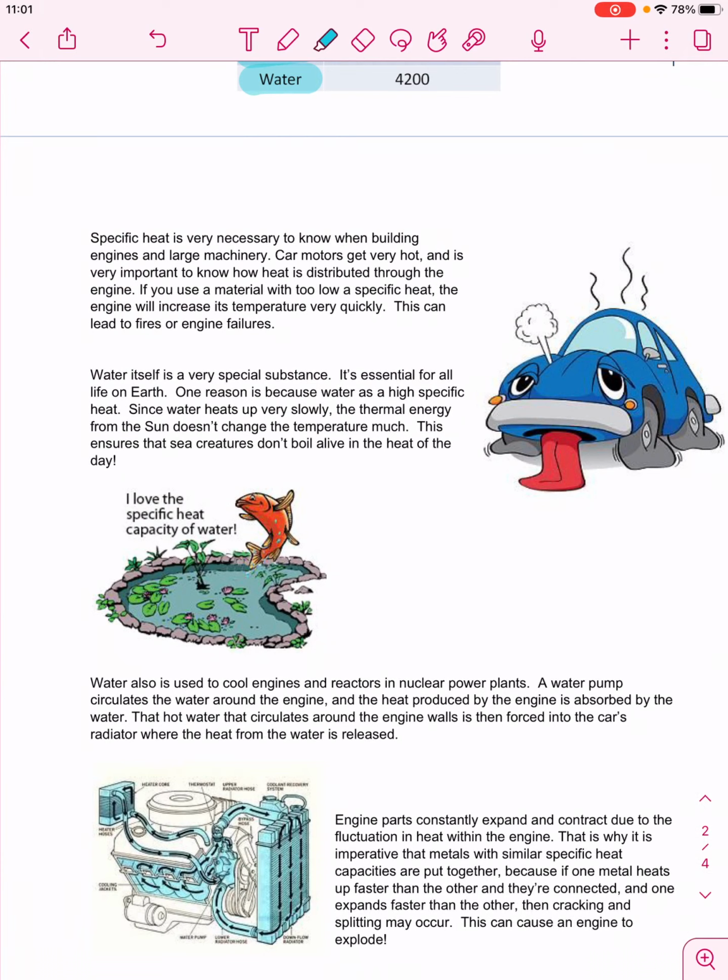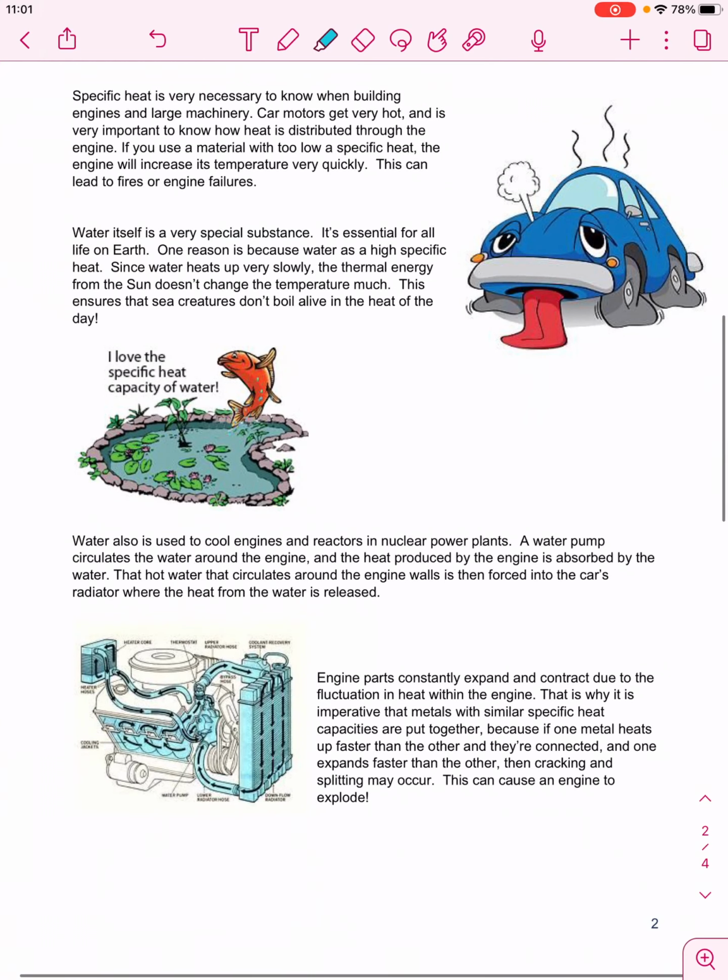Since water heats up slowly and loses heat slowly, the water doesn't change temperature as much. And this ensures that animals that live in the oceans or water don't boil alive, or the temperature of the water doesn't get up as high. And then for man-made structures, it does help us cool engines and reactors. Engines here need to constantly expand and contract due to fluctuations within the heat. That's why we also want to use water around them as well.